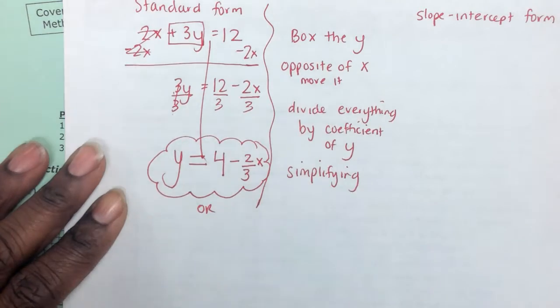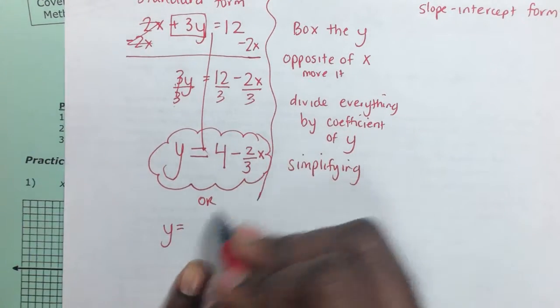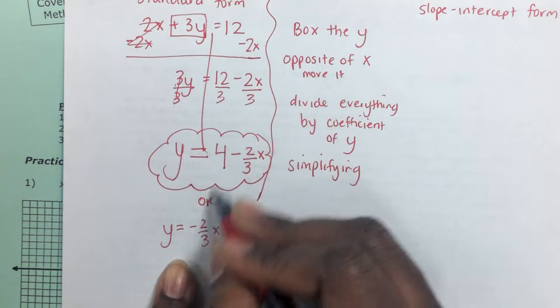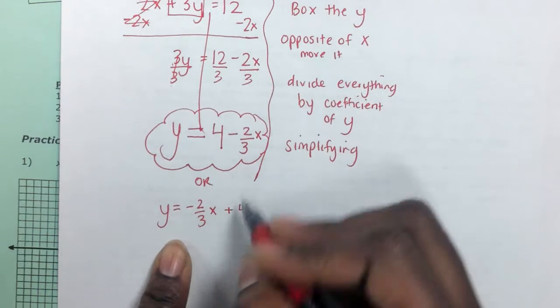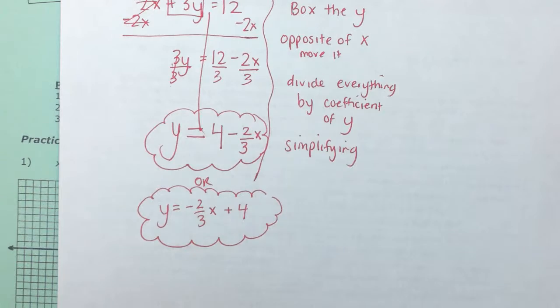However, sometimes they write it differently. They can also write y equals, they'll put the slope in front, negative 2 over 3x will be in front, and then they put the y-intercept in the back. So it can also be written like this. There's two different ways it can be written.